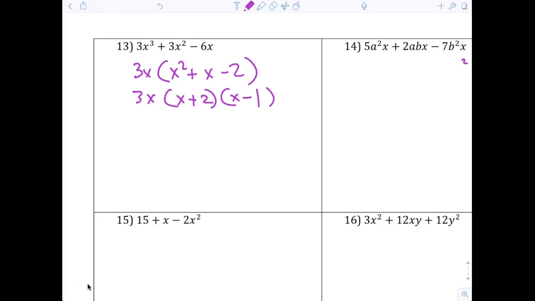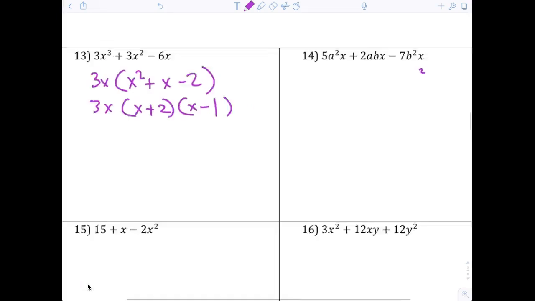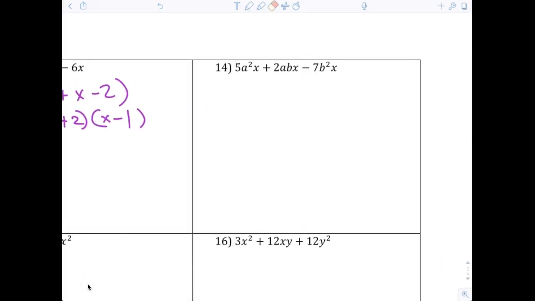No, you're seeing your mistakes. All right, here we go with 14. What's common? We agree, just x.